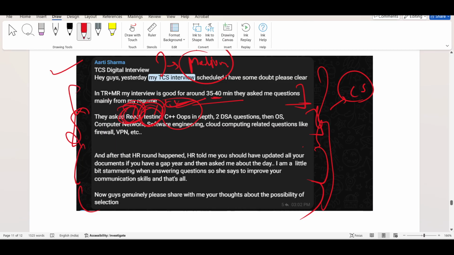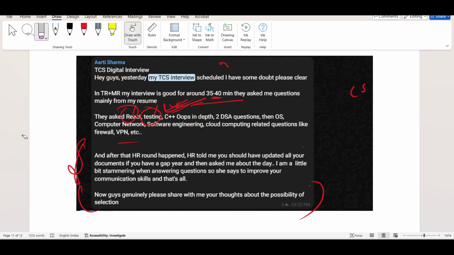Then C++ OOPs questions in depth, two DSA questions, then OS, computer network, software engineering. I think they asked basic definitions of these concepts. Then cloud computing related questions like firewall and VPN. After that, HR round happened, and all the details are listed here about the HR questions, like they asked to improve communication skills. Okay, so this was the actual interview shared by our subscriber.